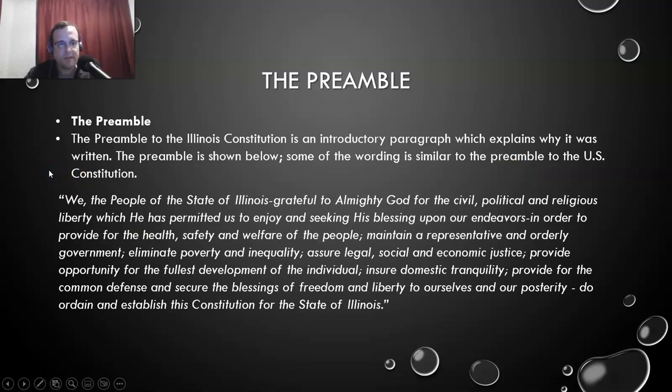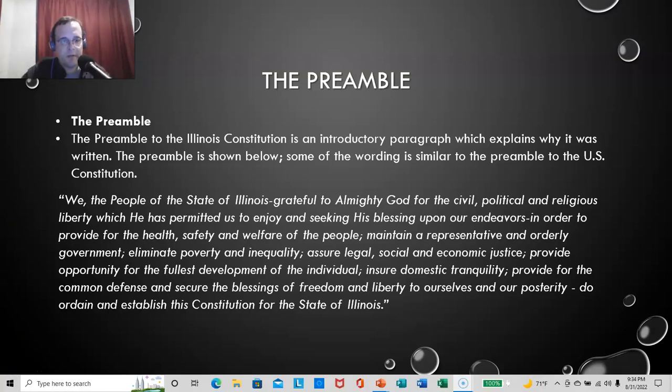So we, the people of the state of Illinois, grateful to Almighty God for the civil, political, and religious liberty which he has permitted us to enjoy, and seeking his blessing upon our endeavors in order to provide for the health, safety, and welfare of the people, maintain a representative and orderly government, eliminate poverty and inequality, assure legal, social, and economic justice, provide opportunity for the fullest development of the individual, ensure domestic tranquility, provide for the common defense, and secure the blessings of freedom and liberty to ourselves and our posterity, do ordain and establish this Constitution for the state of Illinois.